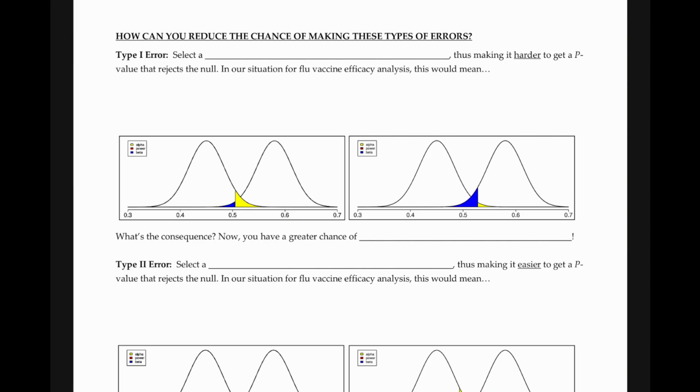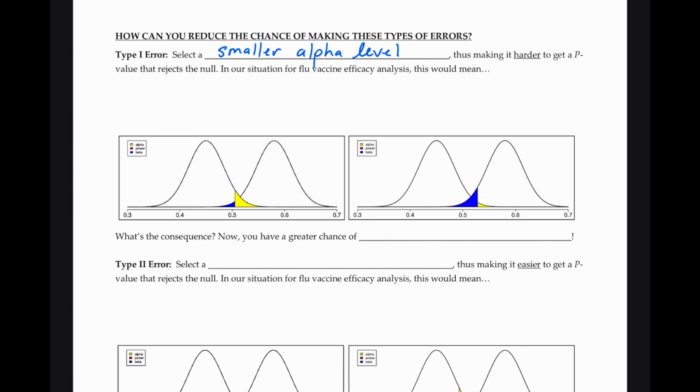As with every single error that gets made, you want to reduce the chances of making that error. How do you do this? So reducing the chance of making these types of errors, let's start with a type 1 error. Since the likelihood of making a type 1 error is just alpha, which is under our control, the easiest thing we can do is just select a smaller alpha level, which would make it harder to get a p-value that rejects the null hypothesis.